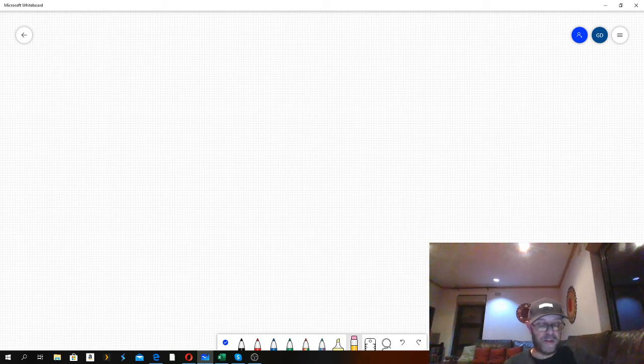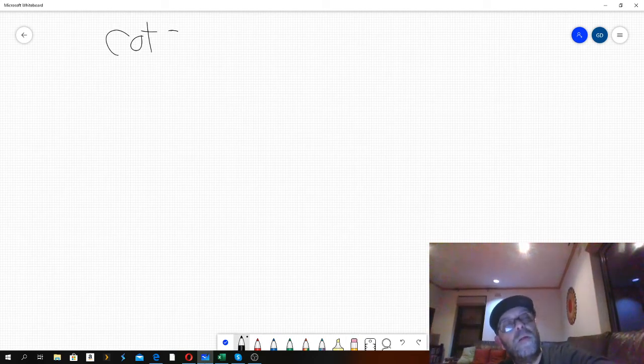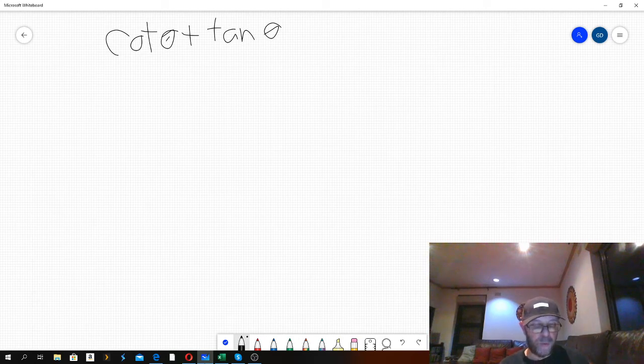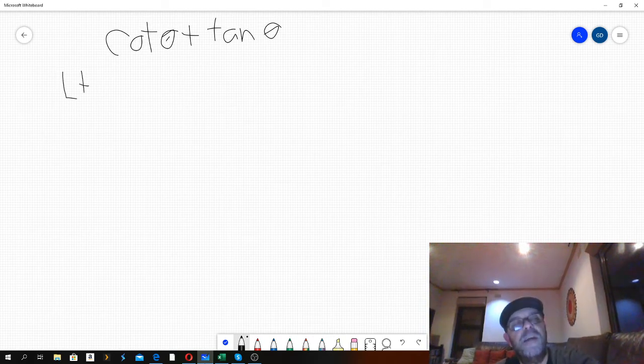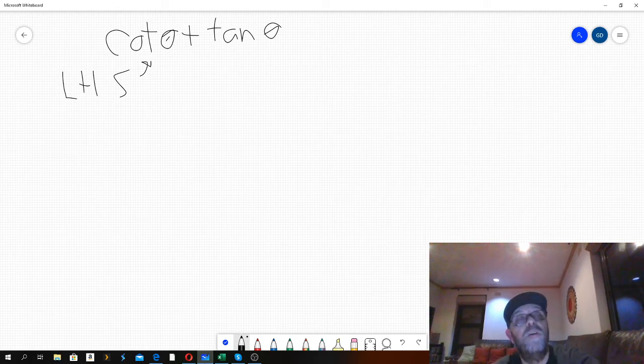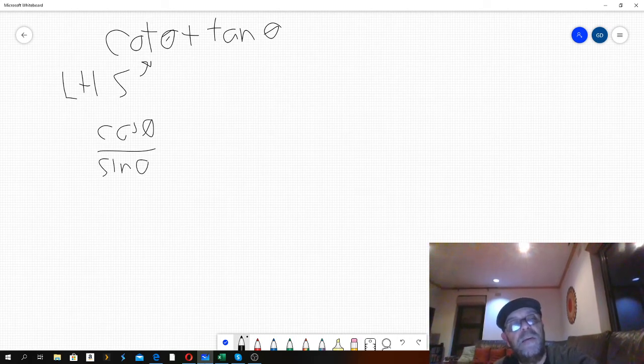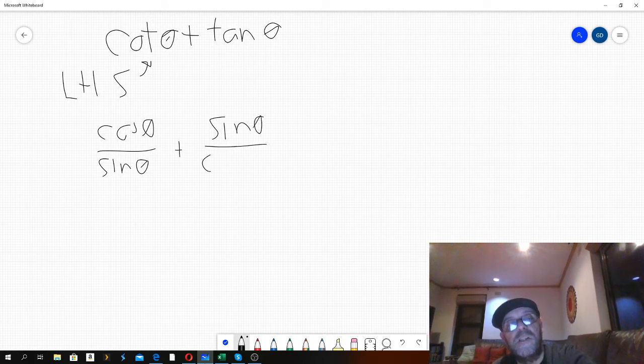Okay, so we've got cot theta plus tan theta. That's on my left hand side, and we've got to prove that that equals sec theta cosec theta. So remember, with any proofs, we're going to first work with this left hand side. So we know the left hand side is equal to this. Let's carry on with that. Cot we know is cos theta over sine theta, and tan is sine theta over cos theta.